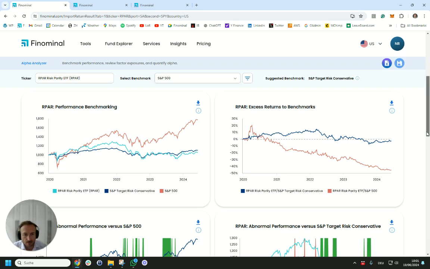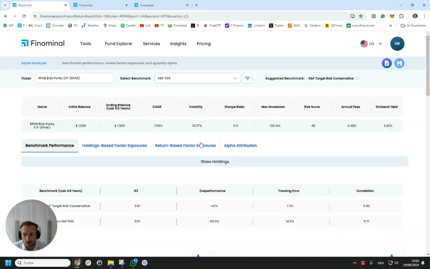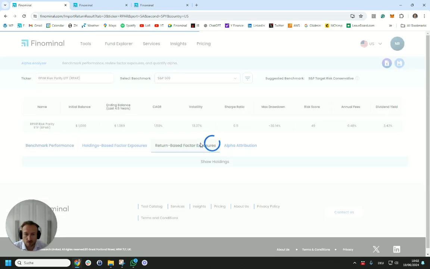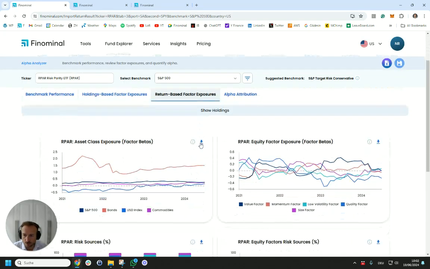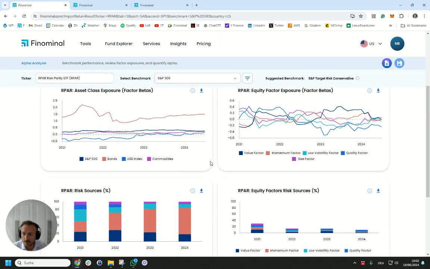Now, in terms of what the right benchmark for a risk parity product is, it's a little bit tough to say. There's no, I think, right or wrong answer. You can take a 60-40 portfolio, but that ignores a little bit the risk associated with asset classes. But what we can do is look at how the product has done in terms of factor exposures over time, if it has provided what we would expect it to do.